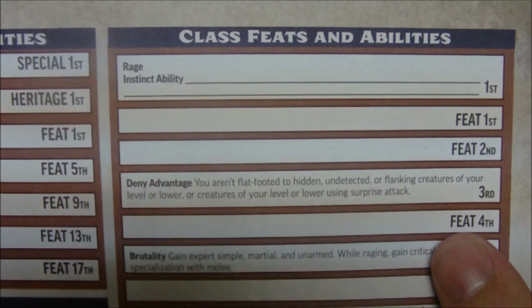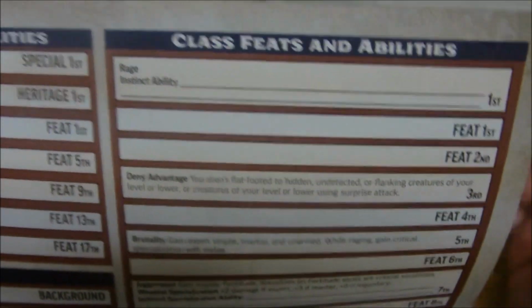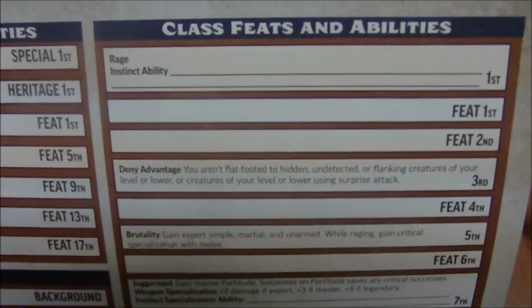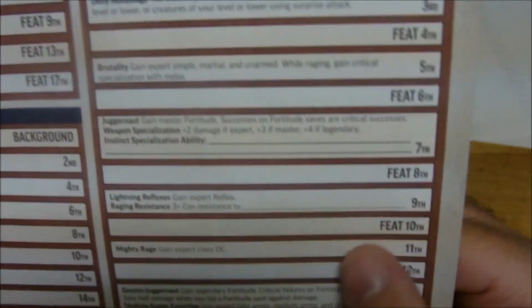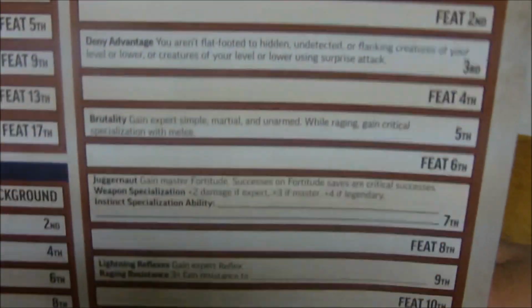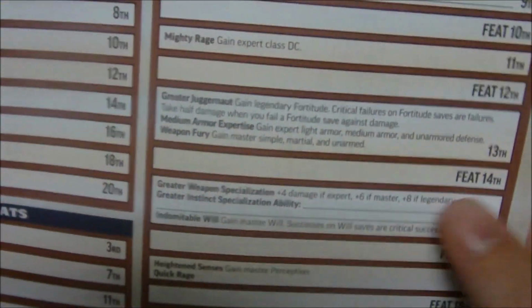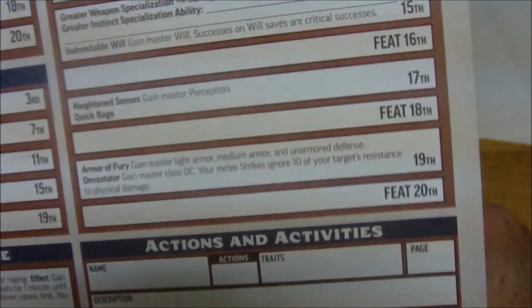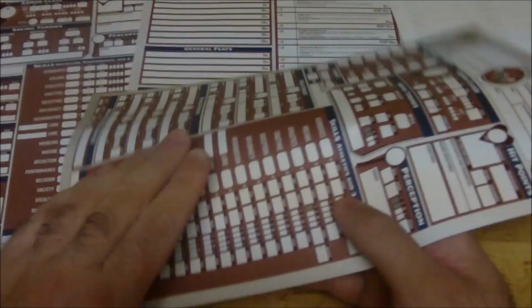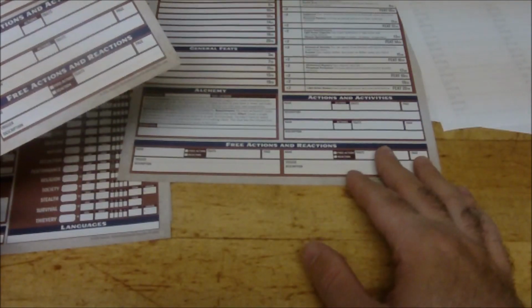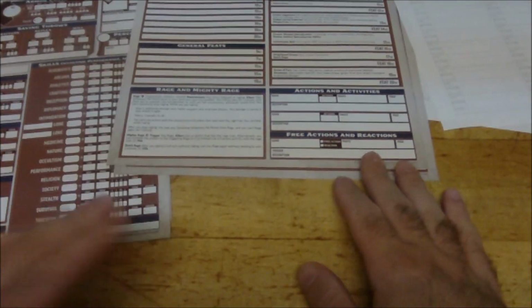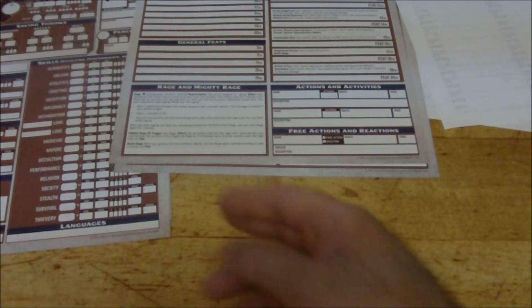And once again, you've got your Rage, your Instinct ability, which is a choice, so you've got room to fill that in. And then you've just got all of the guaranteed class features that all Barbarians get. And like I said, that's going to be the same throughout all of the other classes. So I'm not going to go through every single sheet right now, but there is one last one that I do actually want to look at.